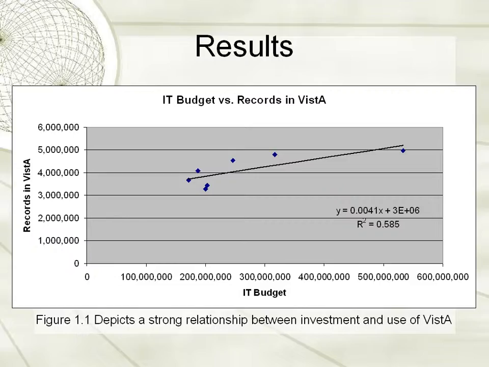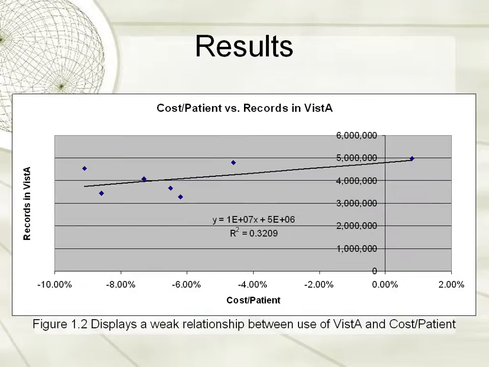We must now look at associations between the different variables. This graph looks at the association between IT budget and use of VistA. This graph depicts a strong relationship between investment and use of VistA. This graph illustrates the relationship between cost per patient and the use of VistA. This graph depicts a weak relationship between cost per patient and use of VistA.